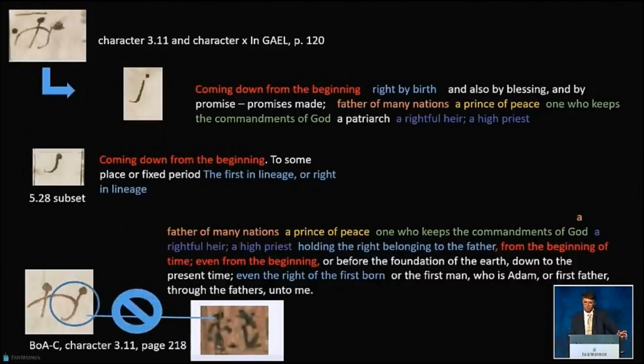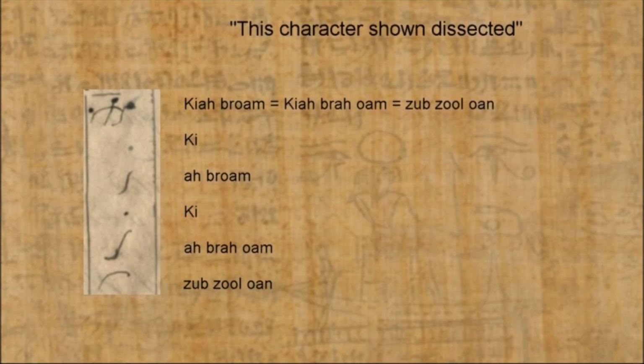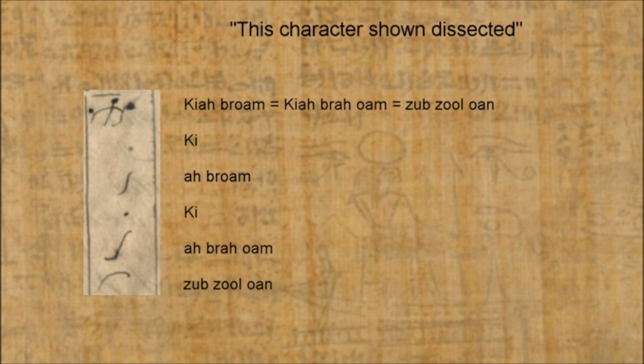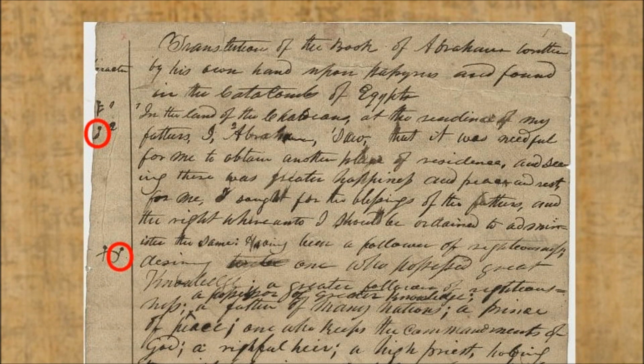What? The whole character matches what's on the papyrus. In its dissected form, Joseph Smith named the first part Abroam and associated it with the W loop character, which is the second character on Joseph Smith Papyrus Fragment 11, and which Joseph Smith gave the same name.